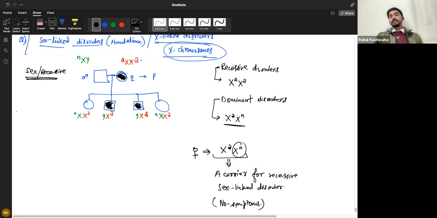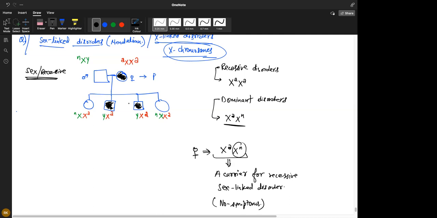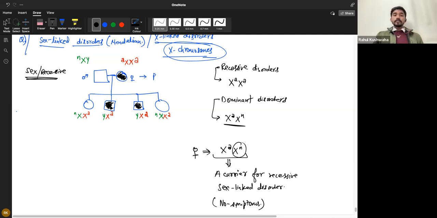If the mother is affected, which means homozygous recessive, she will always give all the sons the disease. But pay attention here: the mother needed 2 copies defective to be diseased because it's recessive. Then why are you saying that a son with only 1 copy affected can be diseased? Because he has only 1 X chromosome. Exactly. Just remember this point.